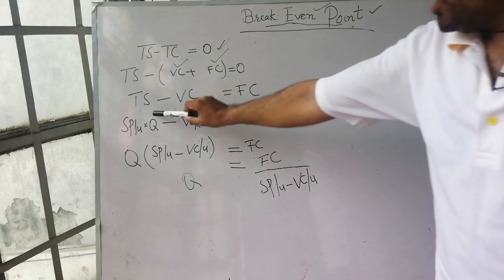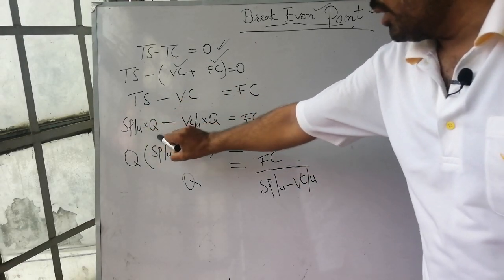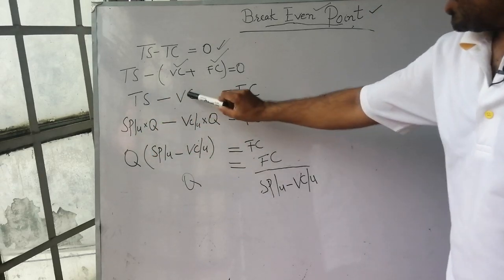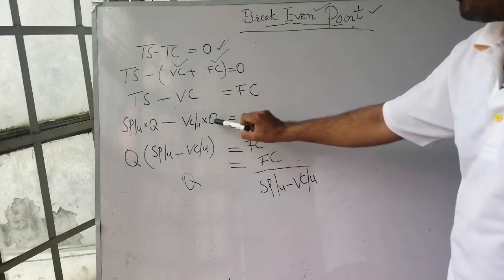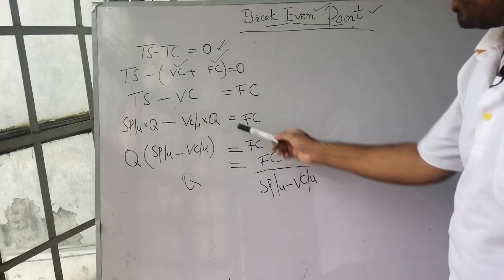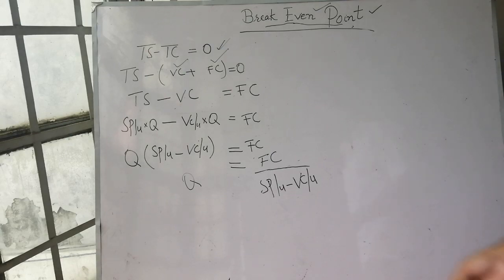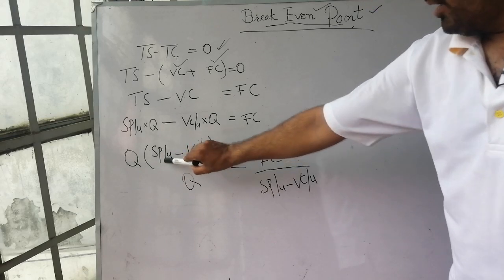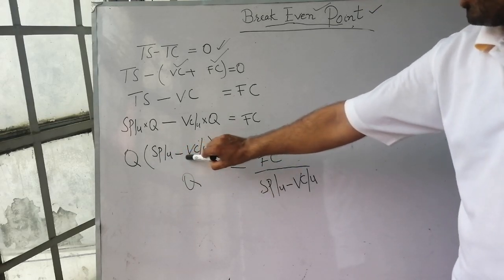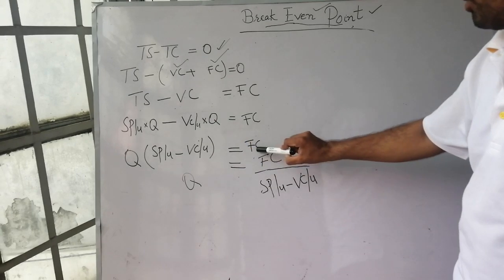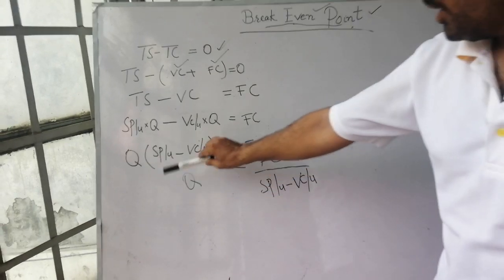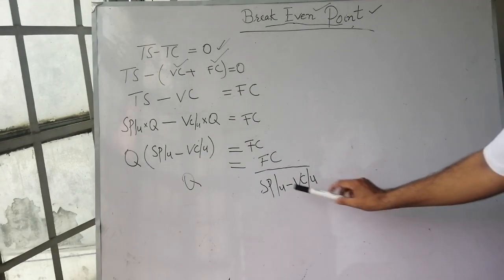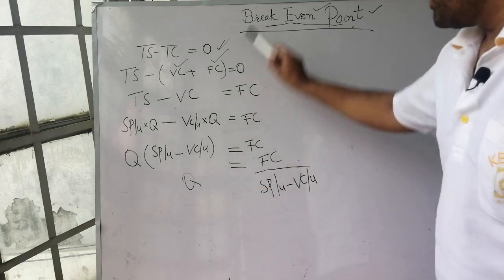Total sales is the quantity multiplied by the sale price per unit. Similarly, variable cost is variable cost per unit multiplied by quantity. So, sale price per unit times Q minus variable cost per unit times Q is equal to fixed cost. You take Q as a common factor, and the remaining is sale price per unit minus variable cost per unit, equal to fixed cost. Now, to get the quantity of break-even point, we take this to the other side.